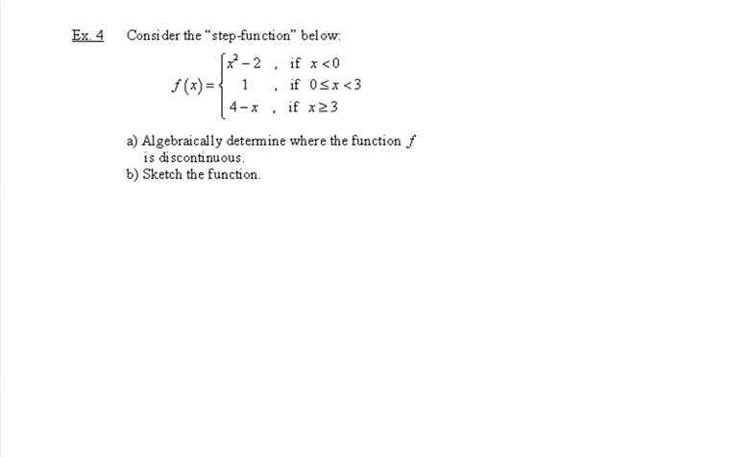Okay, so in order to algebraically determine where the function is discontinuous, there are 3 possible breakpoints where the graph can change. It's a particular function: when x is less than 0, it's one equation. When x is greater than or equal to 0 and less than 3, it's y equals 1, so a horizontal line. And then the graph is 4 minus x, like a linear equation, when x is greater than or equal to 3. So it's basically 3 different functions working together.